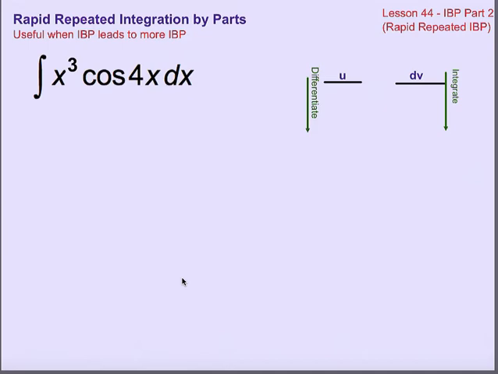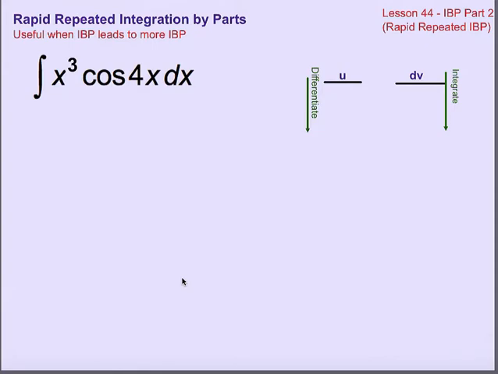Our first example today, we're going to take a look at a shortcut for when integration by parts leads to more integration by parts, and sometimes more integration by parts. There's a technique we can use to do it quickly instead of having to keep setting up the u, dv, v, du, all of that. It's called the rapid repeated integration by parts method. The setup is almost exactly the same though.